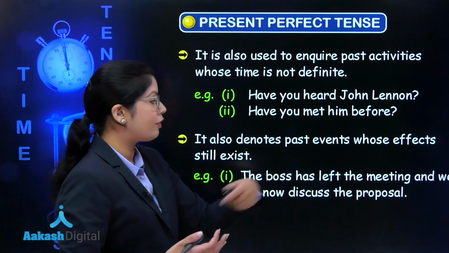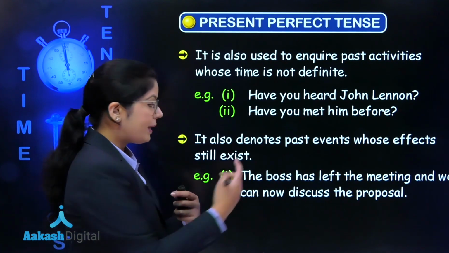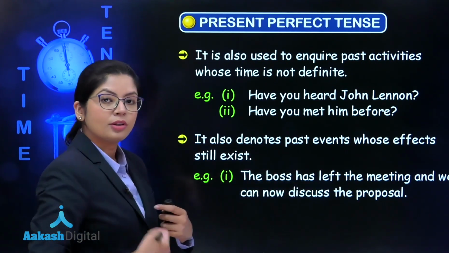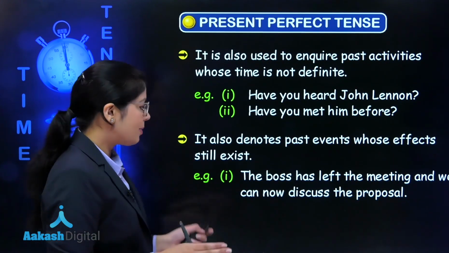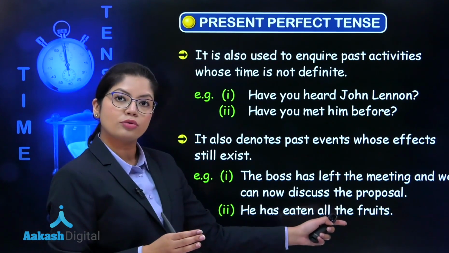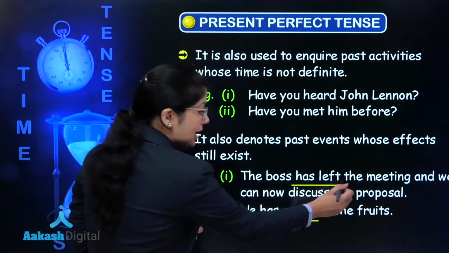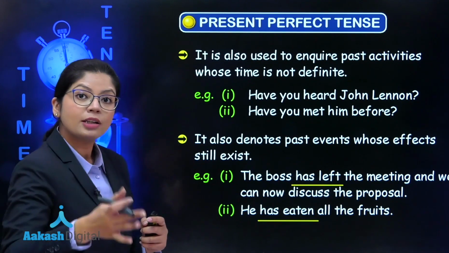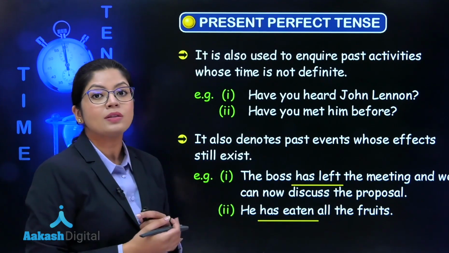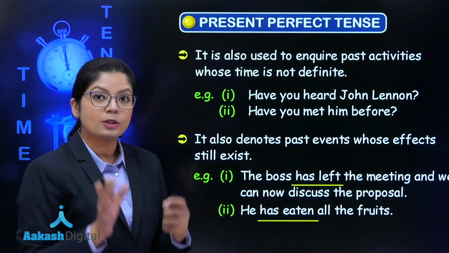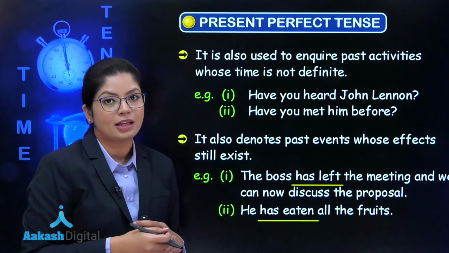Similarly, it also denotes past events whose effects still exist, the impact still persists, such as the boss has left the meeting and we can now discuss the proposal. Because he has left, we can now discuss the proposal, which means the impact of him leaving still exists. Similarly, he has eaten all the fruits, so there are no more left. Because this has ended, you have an impact bearing on the present action. Thus, we are using present perfect. I hope the explanation makes it clear for you to remember when you are using this tense form.